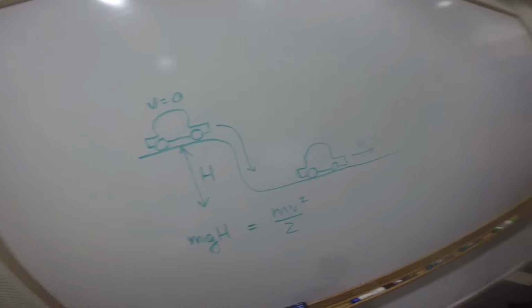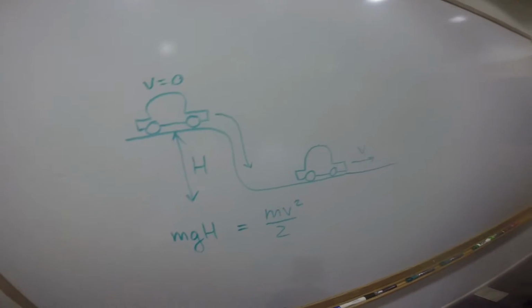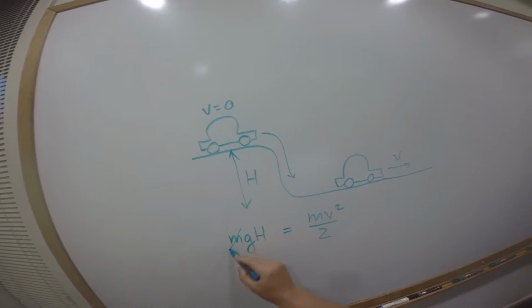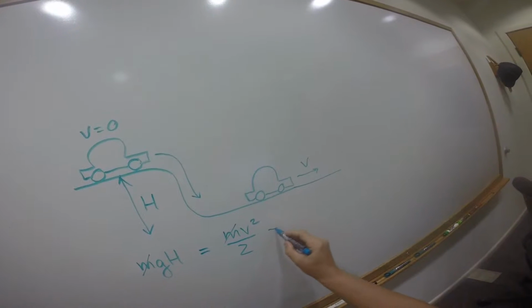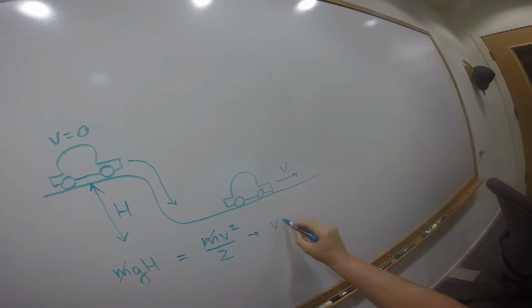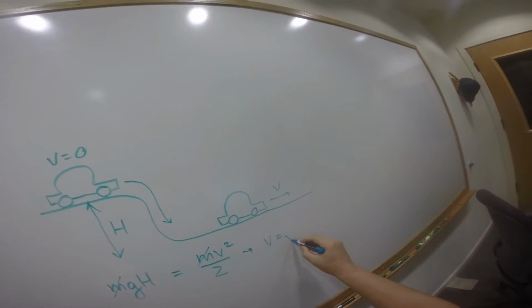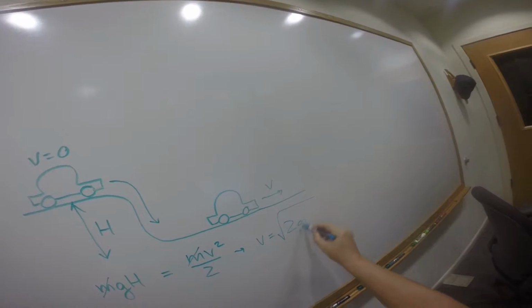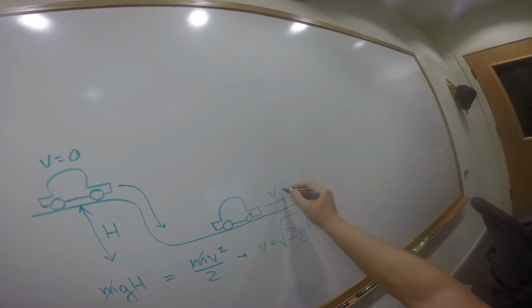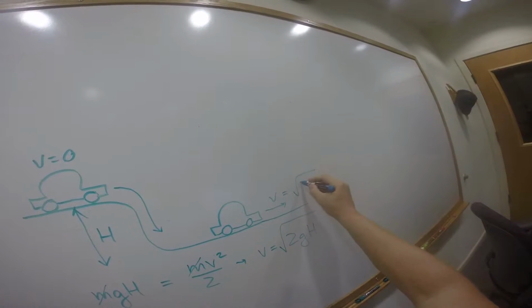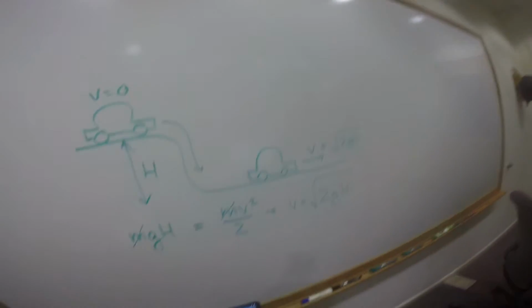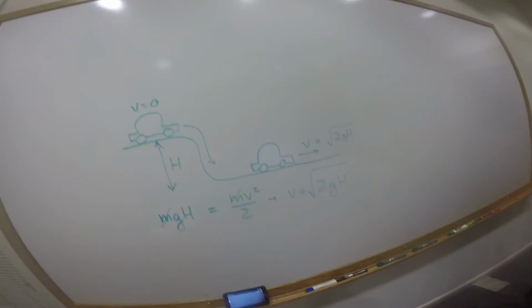And then I can solve this equation for the velocity of the car, cancel mass, and then I find that the car's velocity at the bottom is equal to the square root of 2gh. Right? So the speed is square root of 2gh. So that wasn't so difficult.